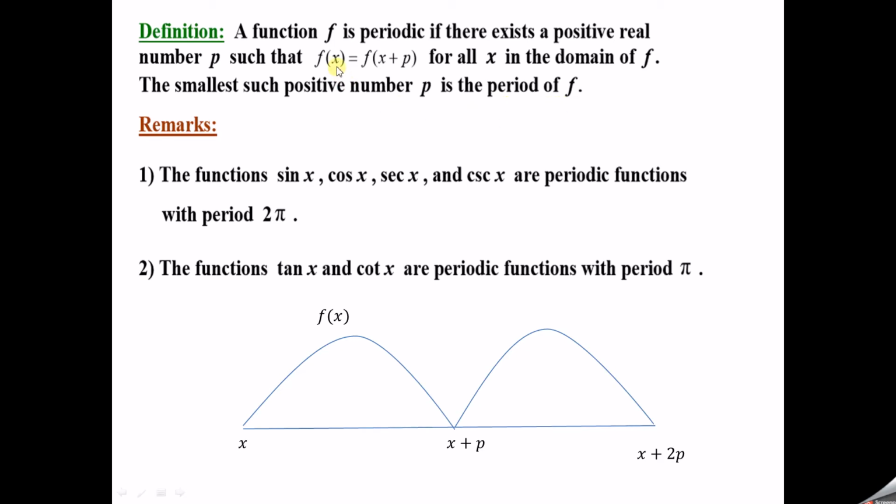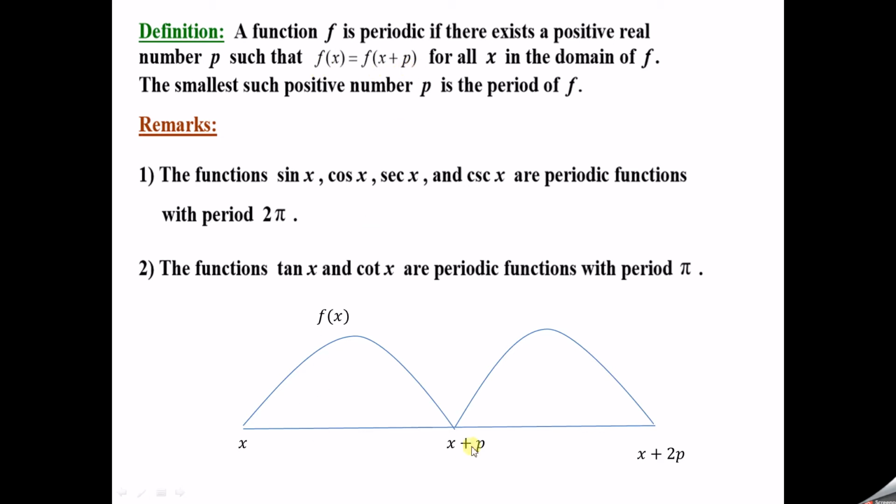That means if x is changed by a number p, then the function values are the same at x and at f of x plus p. So f of x is same as f of x plus p tells that even though x values are changed by a difference of p, the function values remain same. So f of x is same as f of x plus p. Then we say the function is periodic of period p.